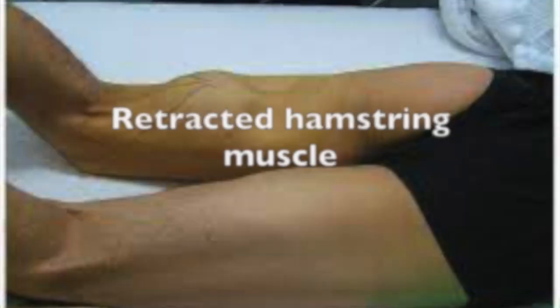And we can also get a lumpy feeling in the hamstring, which tells us that the hamstring has actually ripped from one of the areas and almost come together and clumped into this bunch. So that can happen as well.